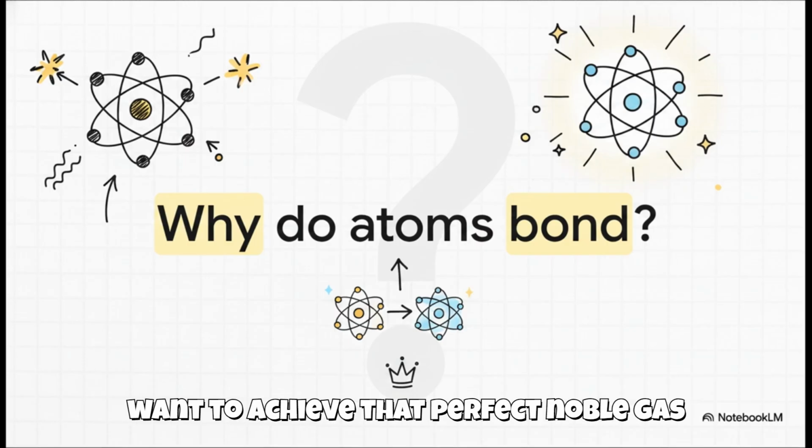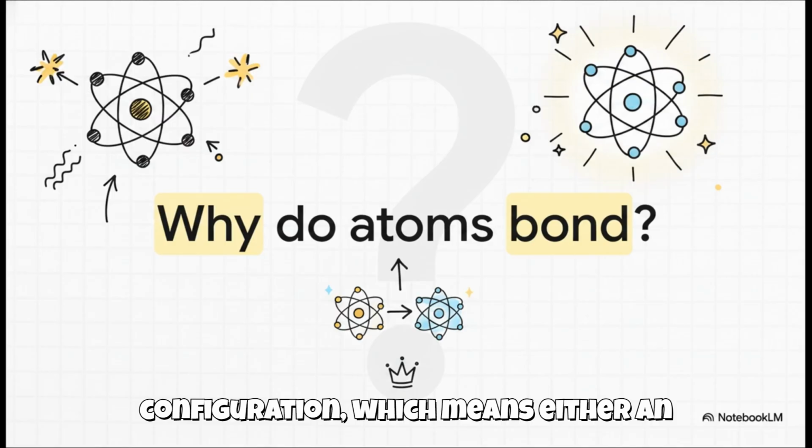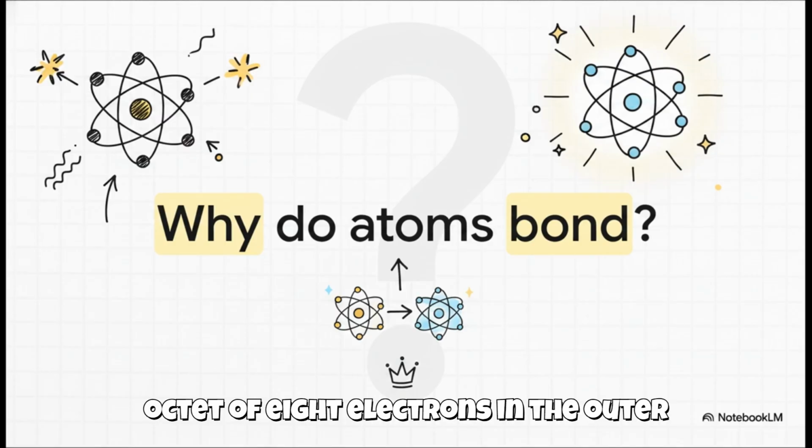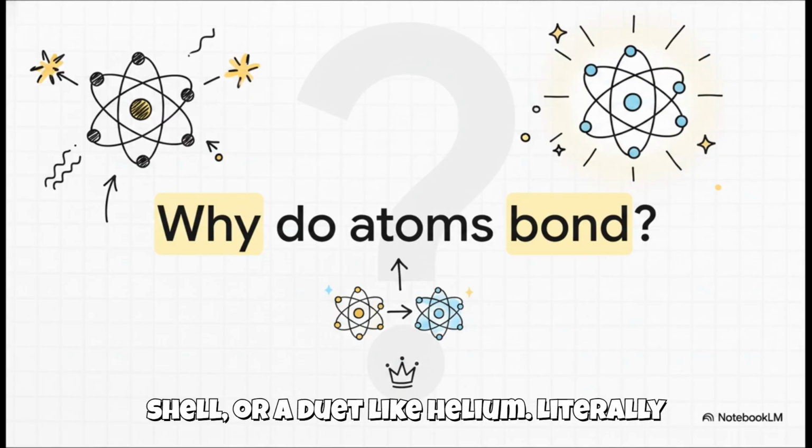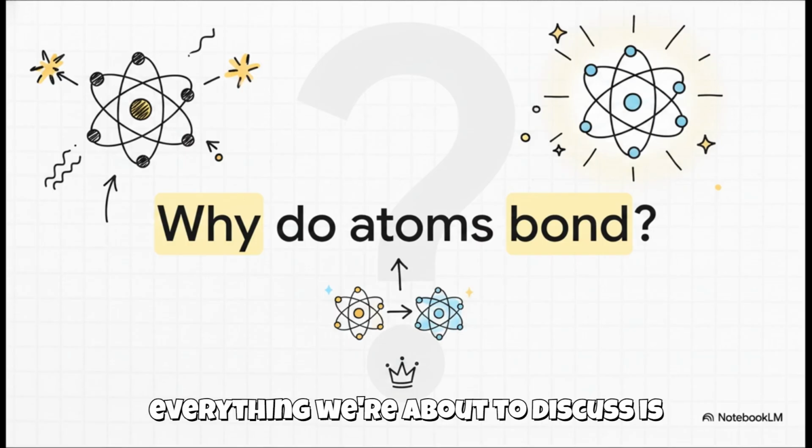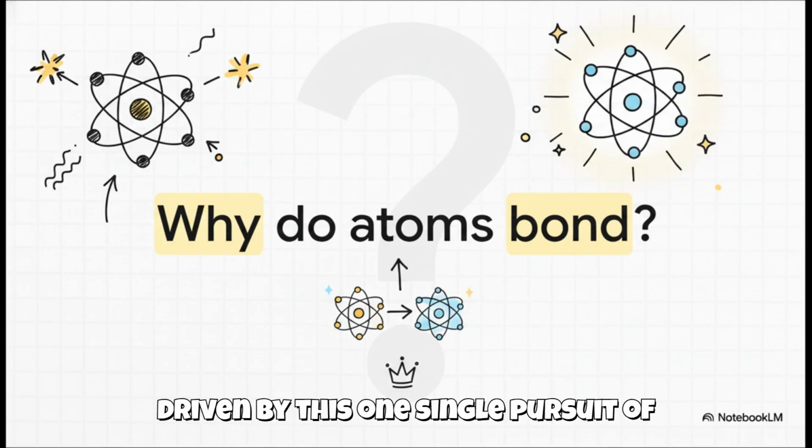They want to achieve that perfect noble gas configuration, which means either an octet of 8 electrons in the outer shell or a duplet, like helium. Literally, everything we're about to discuss is driven by this one single pursuit of stability.